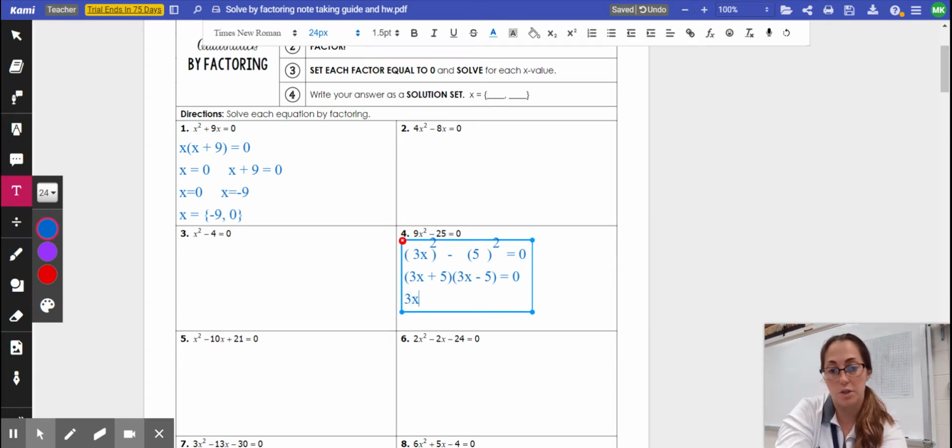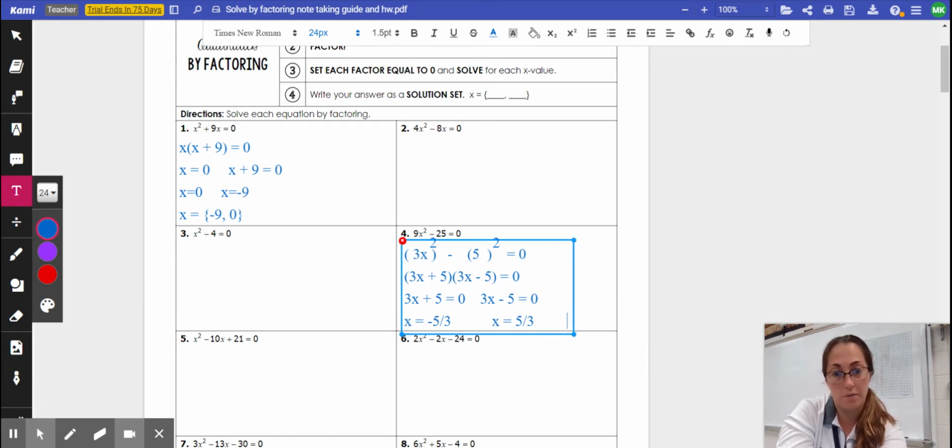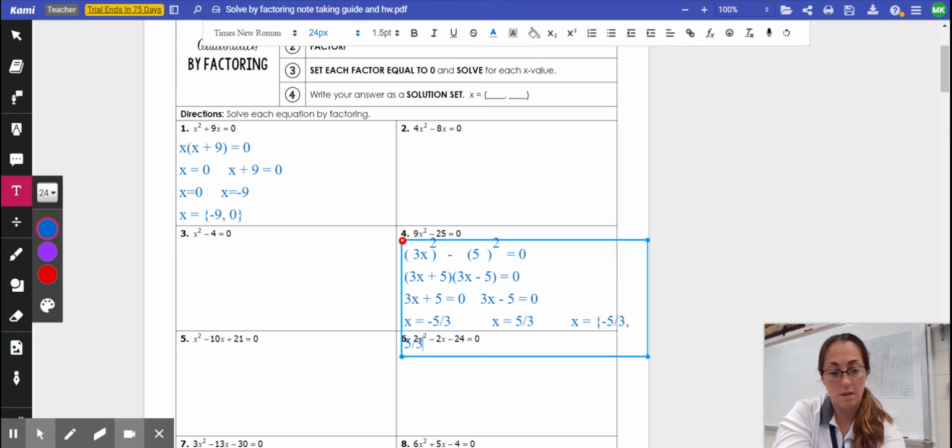And then you solve each one. 3x plus 5 equals 0, and 3x minus 5 equals 0. Subtract 5, divide by 3, so you get negative 5/3. Over here, add 5, divide by 3, so you get positive 5/3. So our solution set, I'll write it over here to the right, is negative 5/3 and positive 5/3.